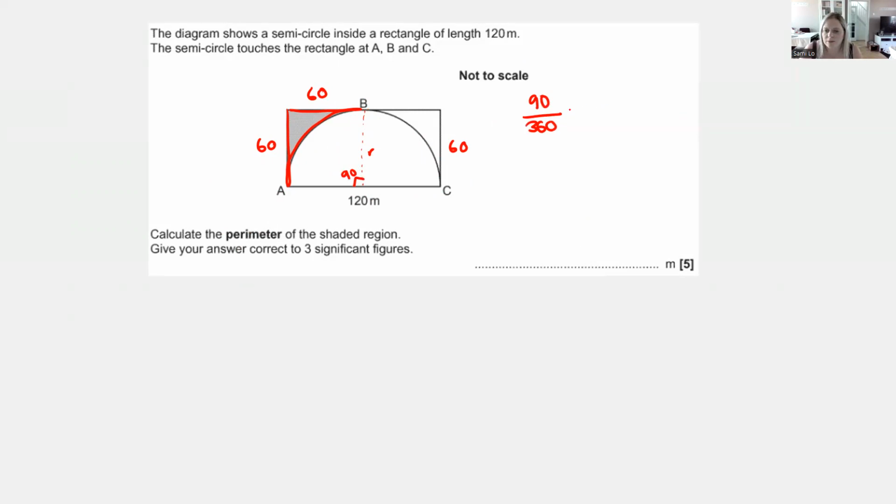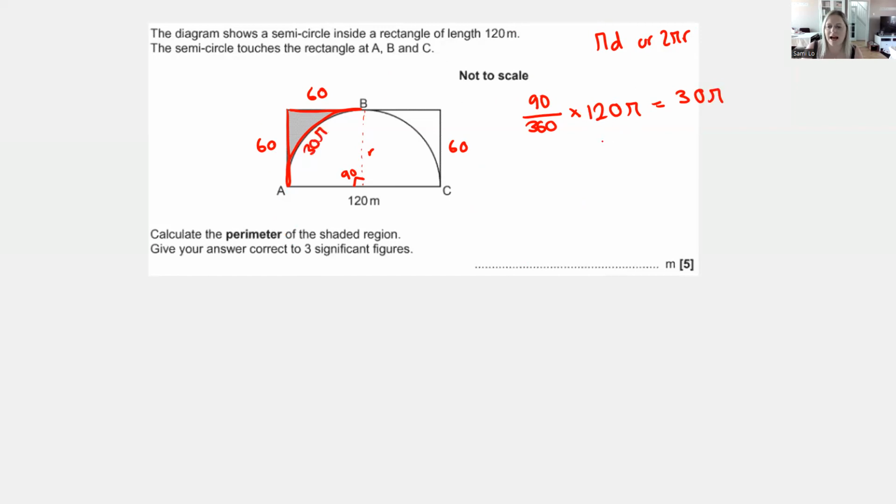And then what we're going to be doing is timesing it by the circumference of the whole circle. So remember that's pi times diameter or 2 pi r. I'm going to go diameter because it's easier. So I've got 120 pi. When you put them into your calculator, you'll get the answer of 30 pi. And remember, that's just that bit of the arc.